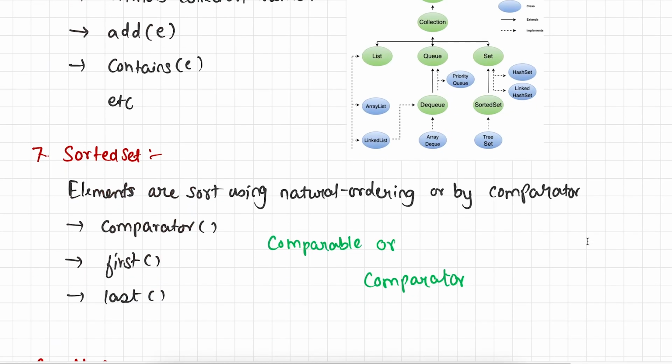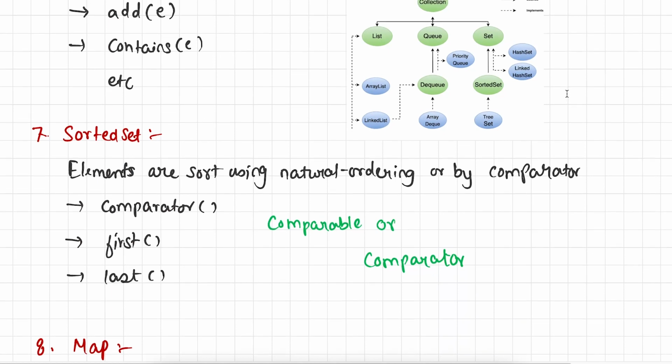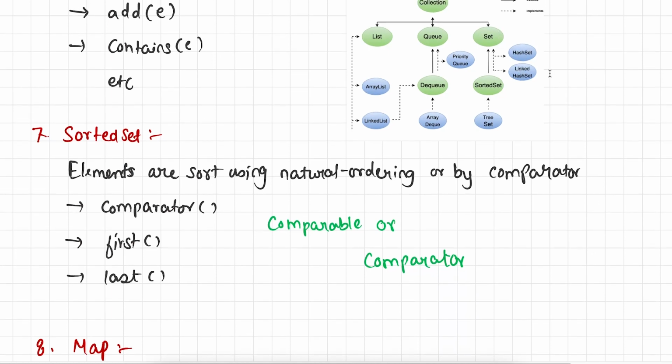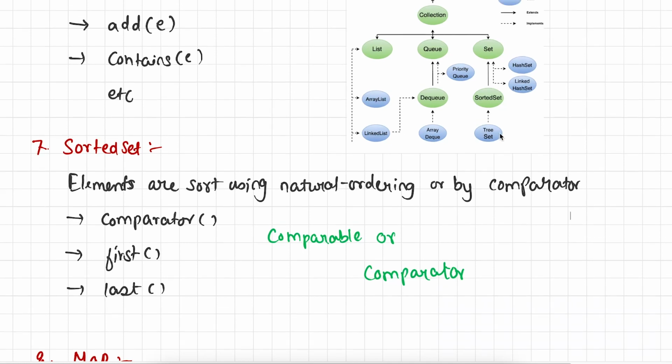Now, what if we want to sort elements in a Set? Because as we know, in HashSet and LinkedHashSet the elements are not sorted; they follow the insertion order. But if we want to sort elements in ascending or descending order, in that case SortedSet comes into the picture. In SortedSet, elements are sorted in natural ordering, or we can provide a comparator to sort elements based on our requirement. The collection class that implements SortedSet is TreeSet.